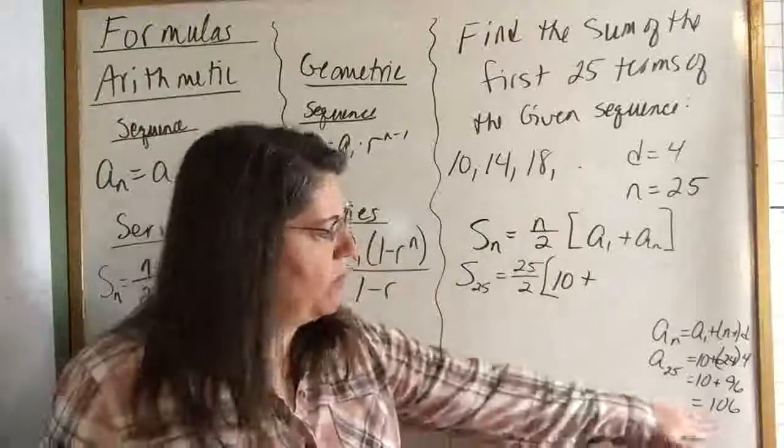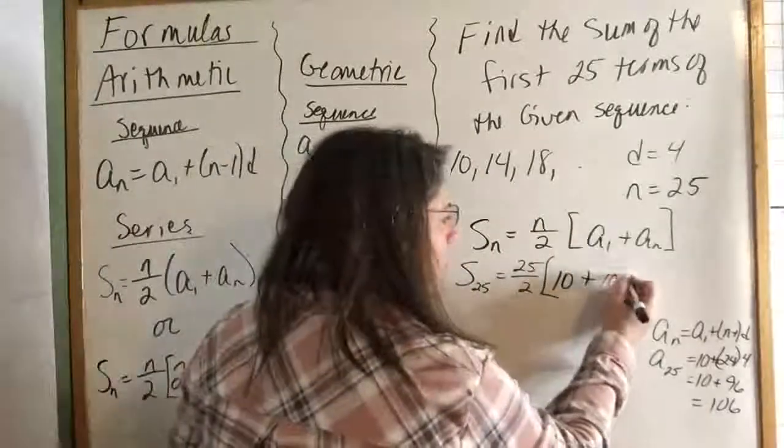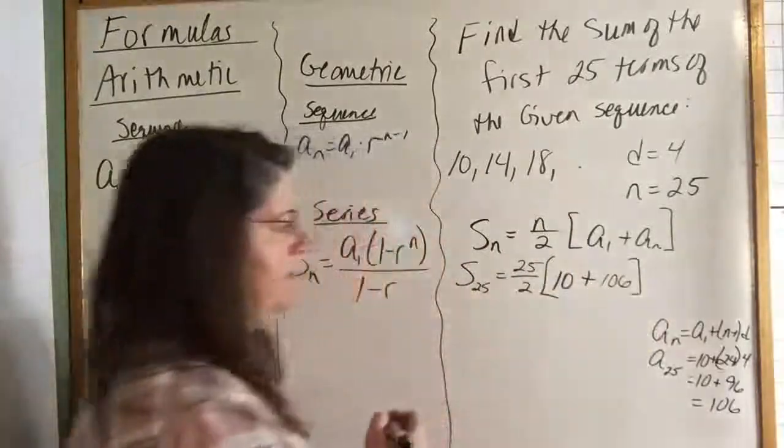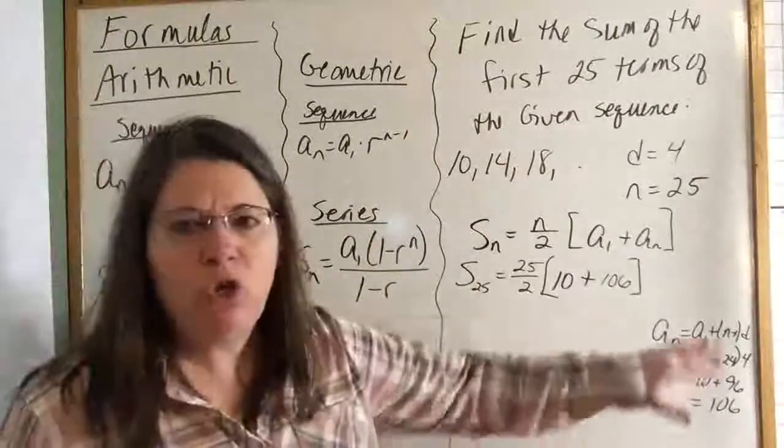So now that I've found 106, I plug 106 in for a sub n, and then I can finish my formula. You don't have to do that by hand.